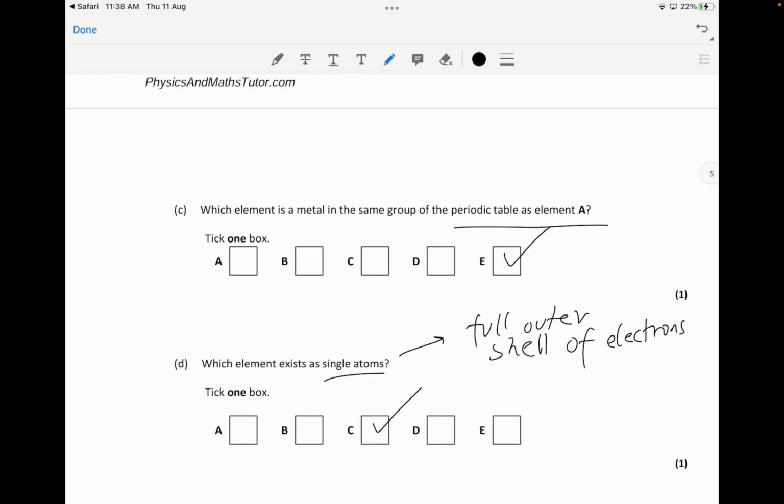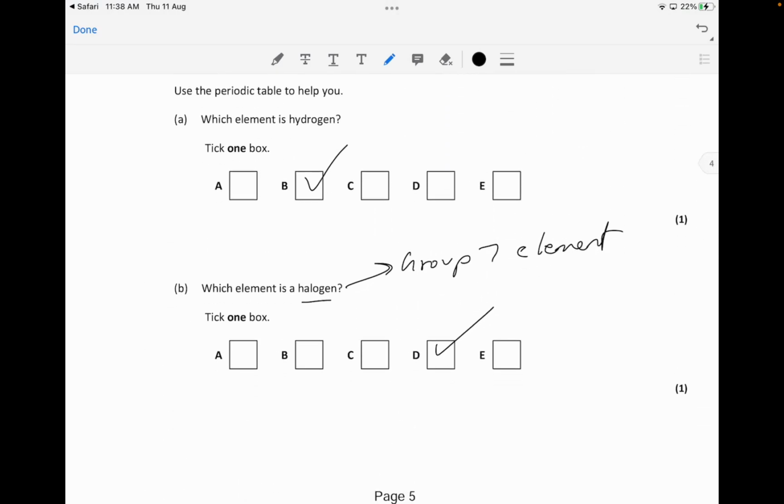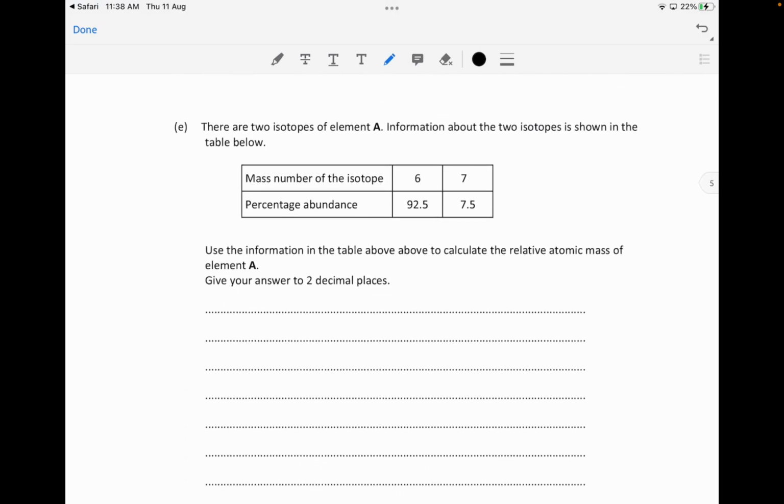So the answers are going to be B, D, E, and C. Let's move on to the next question. Now the next question states that there are 2 isotopes of the element A. As you can see, I think we have done this in the previous questions as well.